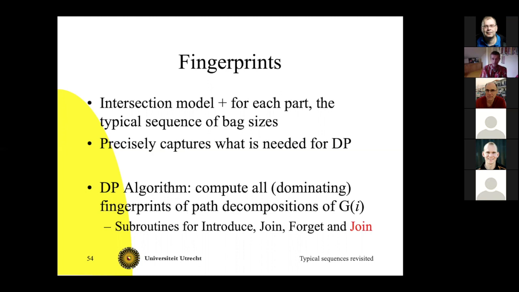For every one of the nodes in the tree decomposition, I will compute this table of fingerprints, and I have subroutines for introduce, join, forget, and leaf nodes for computing these tables. Actually, you don't need to compute all of them, but you can limit yourself to the dominating fingerprints, because if a fingerprint is dominated by another one, you know that you don't need it for getting the optimal answer.